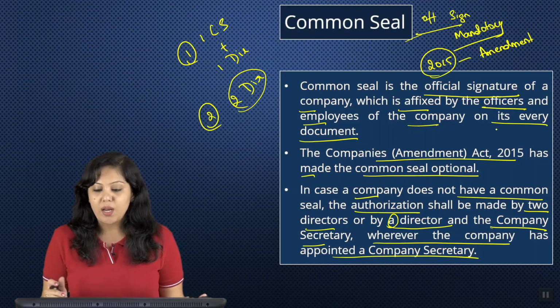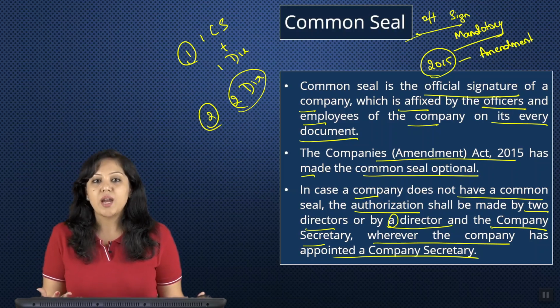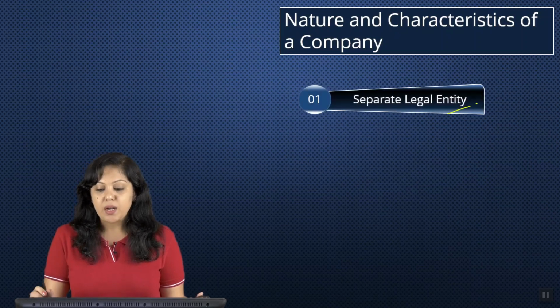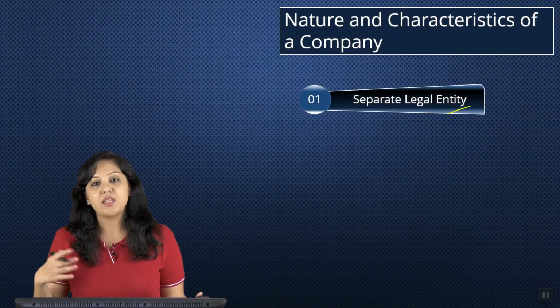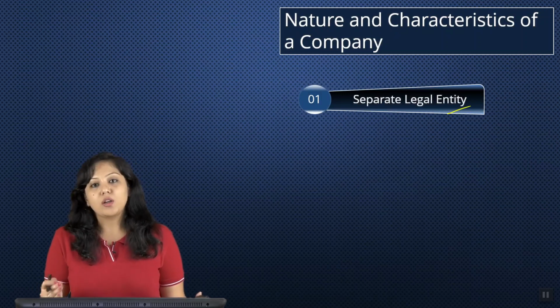So you need to remember that it is optional now. If you are going to start a company, you can decide whether to adopt a common seal or not, if you are the director of the company. So these were the features. Let's quickly summarize. Separate legal entity, that is, the company is identified as a separate person in the eyes of law. It cannot be clubbed with the identity of members or the directors.